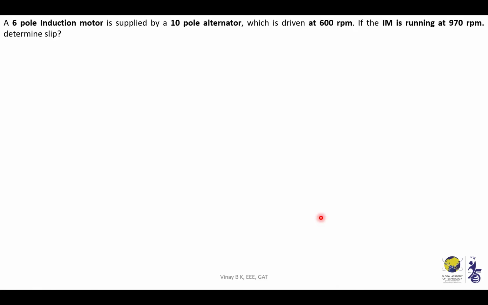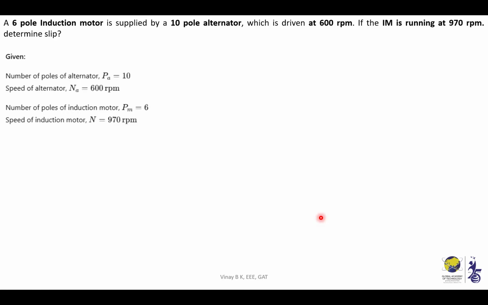So they are given the poles of the induction motor, the poles of the alternator, and the speed of the alternator. Frequency is the same for both the induction motor and the alternator, so we need to find the frequency with the help of alternator parameters. Then we can find the slip. The number of poles of alternator, I'm noting as PA, is 10, and the speed of alternator, that is synchronous speed NA, is 600 RPM. The number of poles of motor PM is 6, and the speed of induction motor N is 970 RPM.